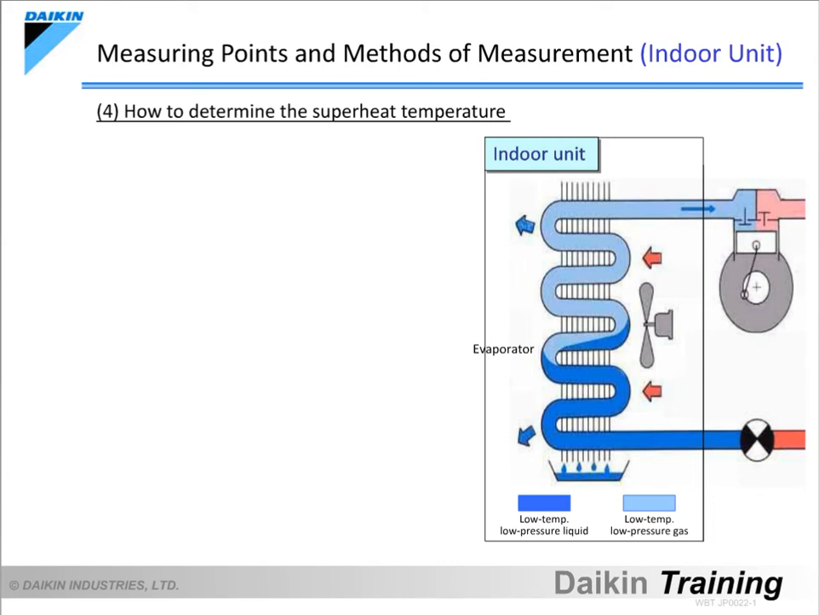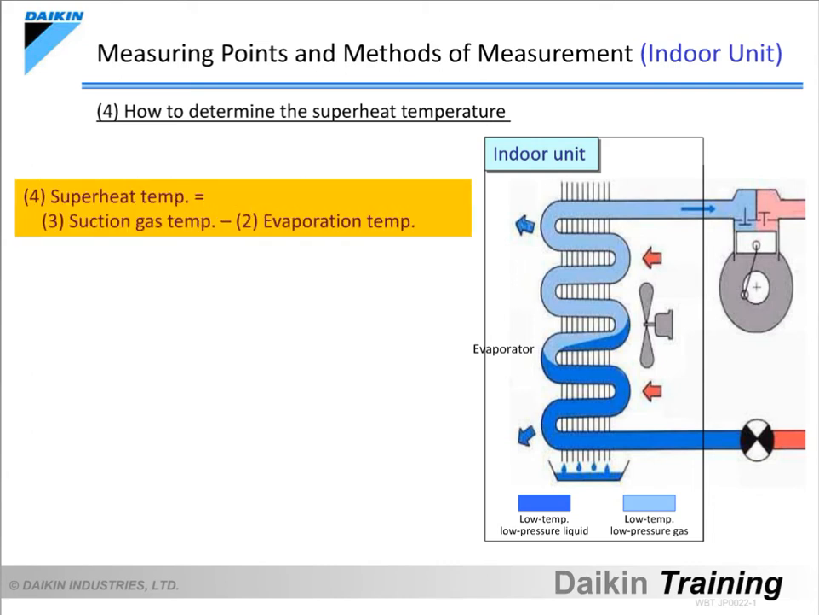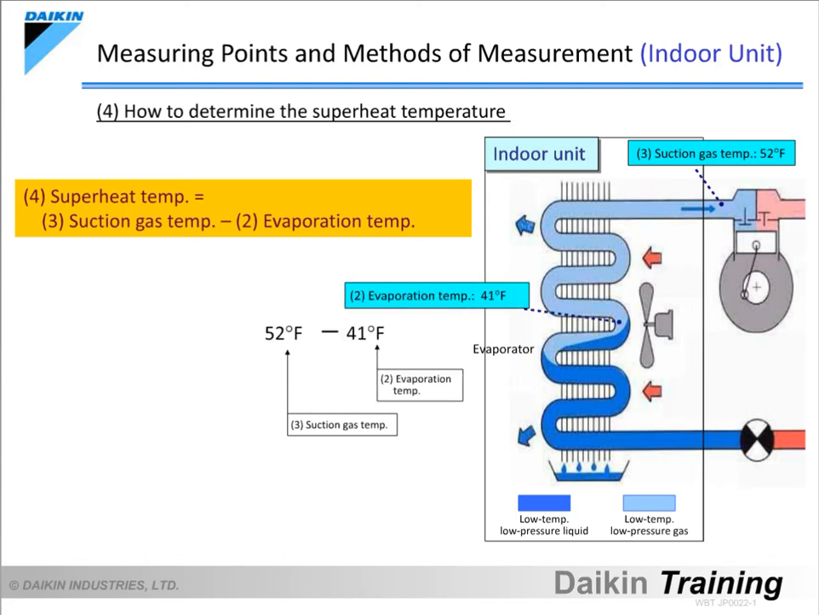Let's now determine the superheat temperature. We can find this out from the difference between the suction gas temperature and evaporation temperature. The suction gas temperature is 52 degrees Fahrenheit, and evaporation temperature is 41 degrees Fahrenheit. Therefore, the superheat temperature is 11 degrees Fahrenheit.